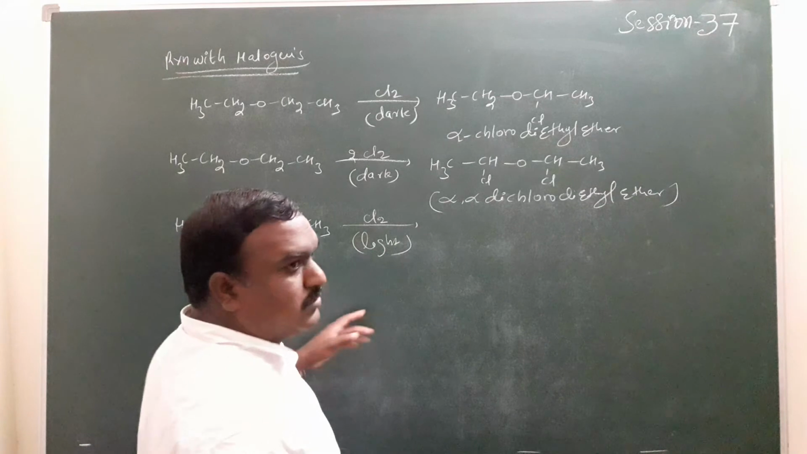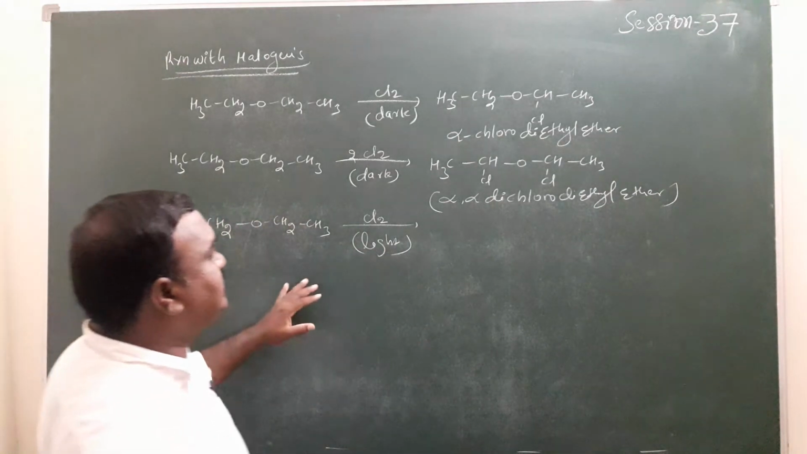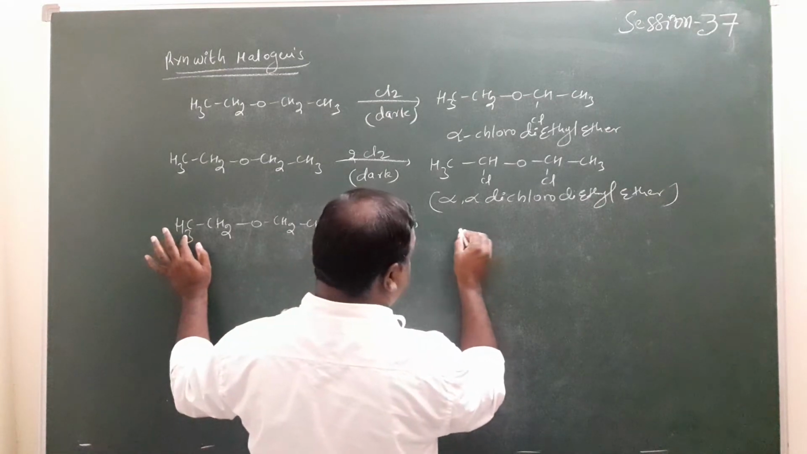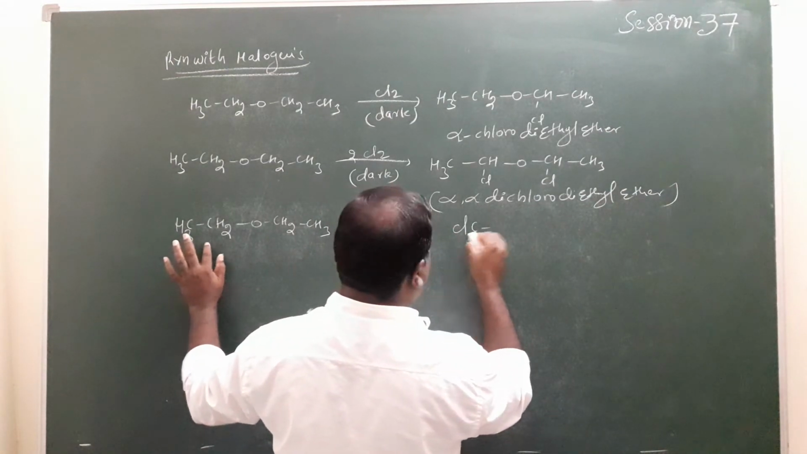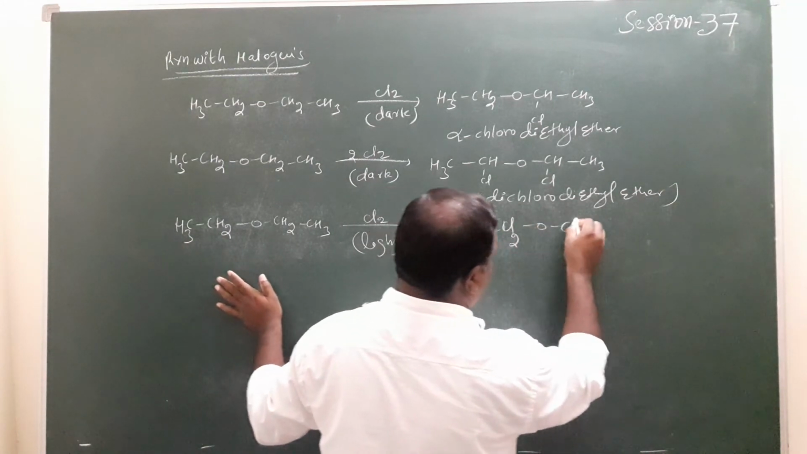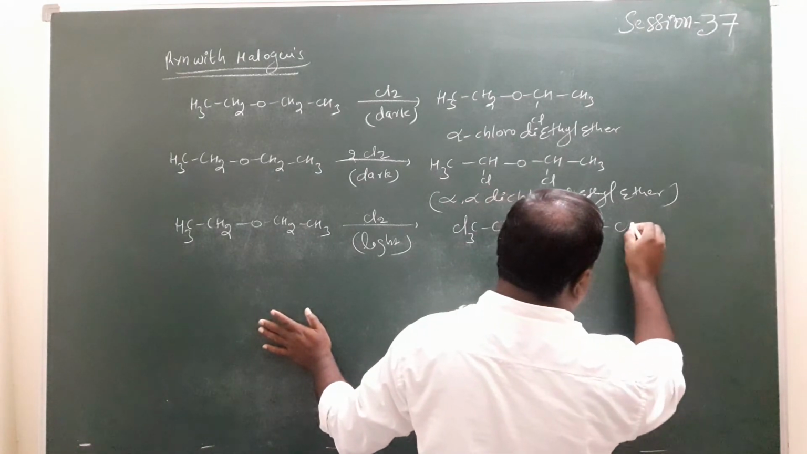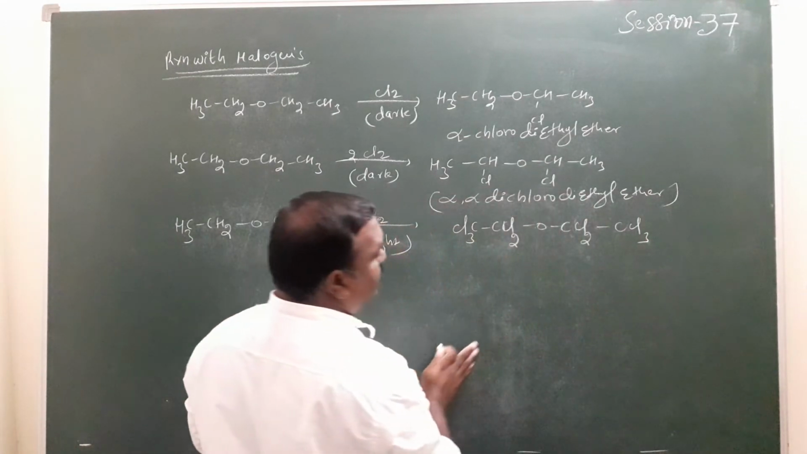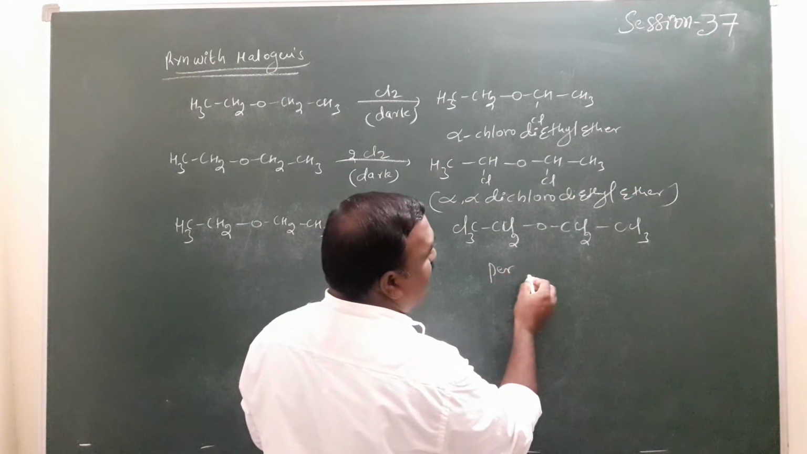So the light condition, sunlight condition, is given. All hydrogens are replaced by chlorine. Here how many hydrogens? 3 hydrogens. Here how many hydrogens? 2 hydrogens. Here 2 hydrogens, here 3 hydrogens. All hydrogens are replaced by chlorine. It is generally called perhaloether.